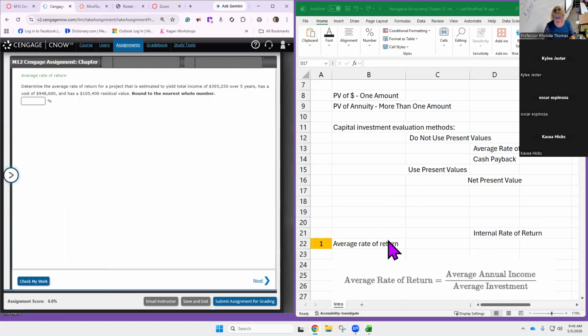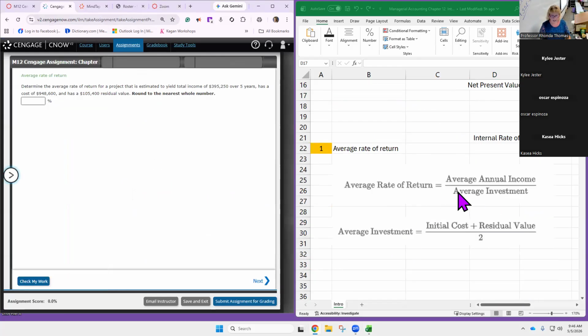So usually these aren't too bad. Here's the idea. A lot of businesses have what's called a required rate of return. That doesn't happen to be in this one, but oh yeah, there's the other one. Internal rate of return.